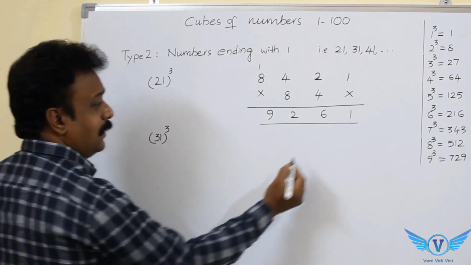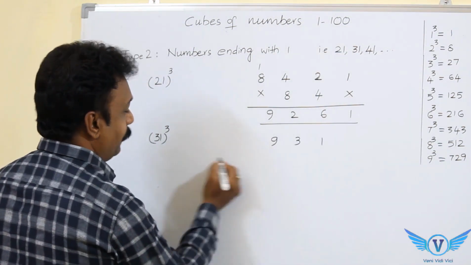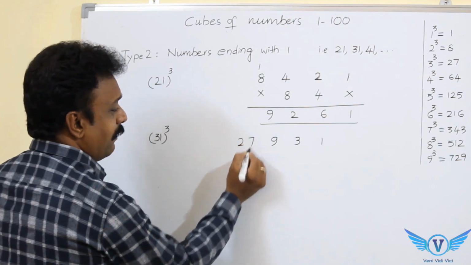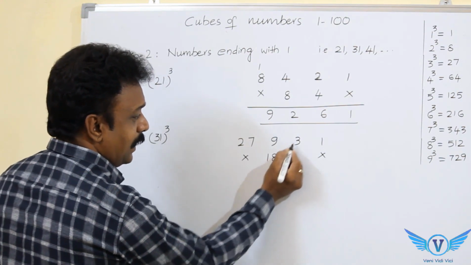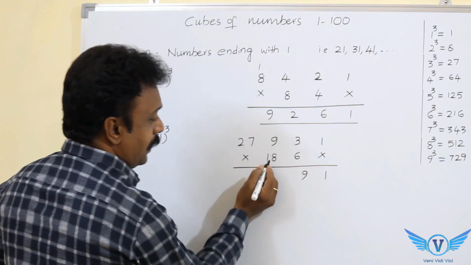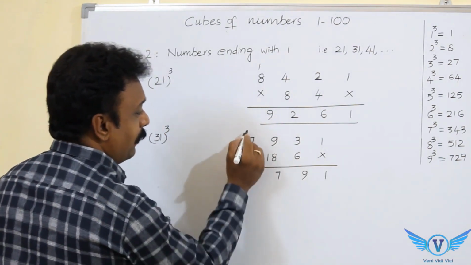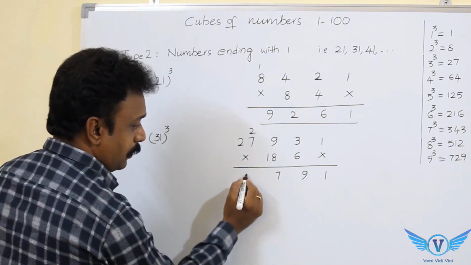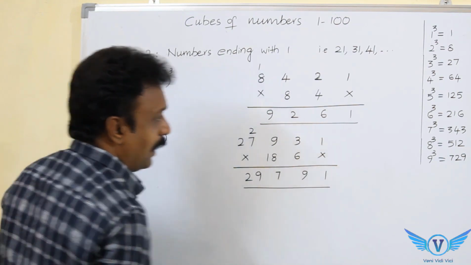So let us write 1, 3, square of 3 is 9, cube of 3 is 27. Leave these 2. Double this number, 18, double this number, 6. Let us add 18 plus 9, 27. But we will take 7 only, 2 will be carried. 27 plus 2, 29,791 will be your answer.